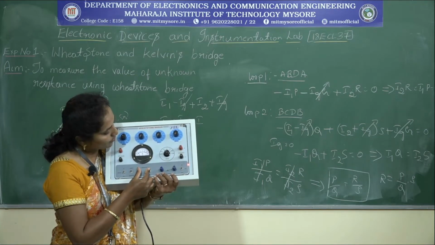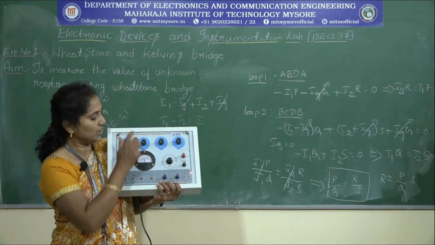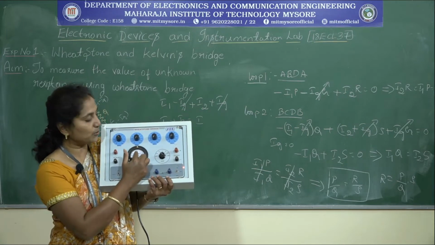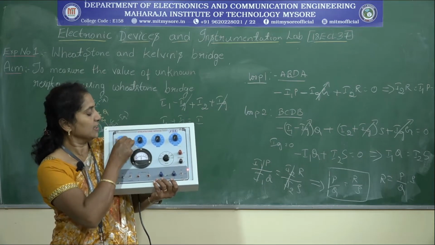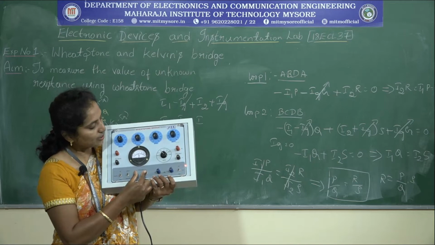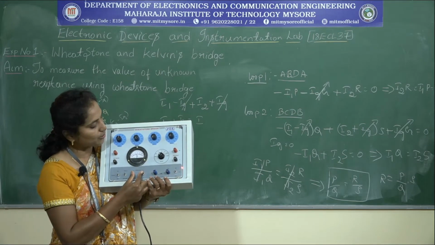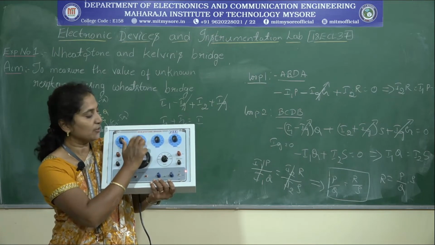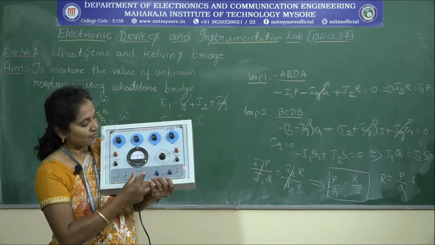It shows around 20. Now vary. So it is coming to 10. It should come to the zero balance condition. Now vary. See, now it is coming near to 0. Then what are you supposed to do? Don't vary this, vary in this position.